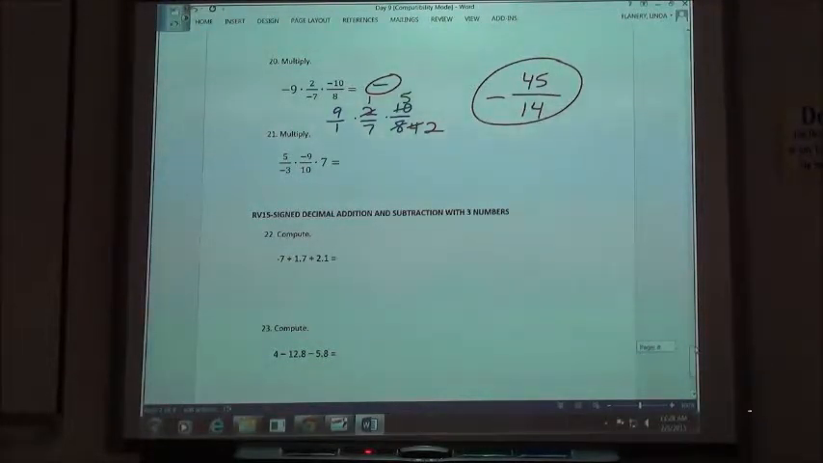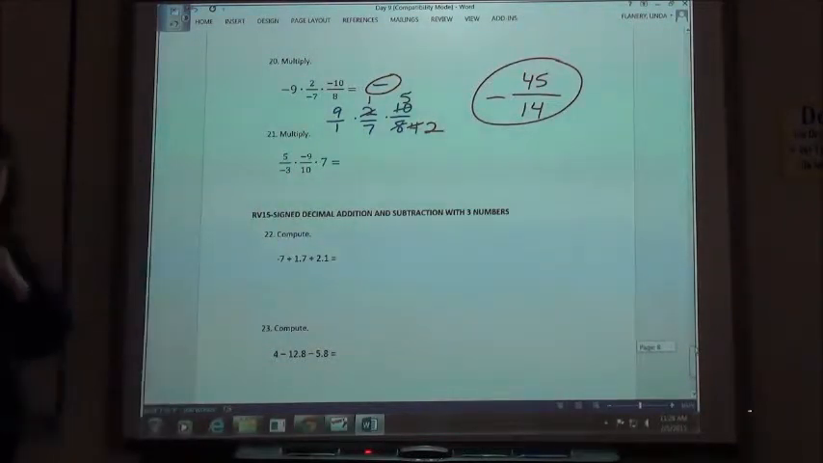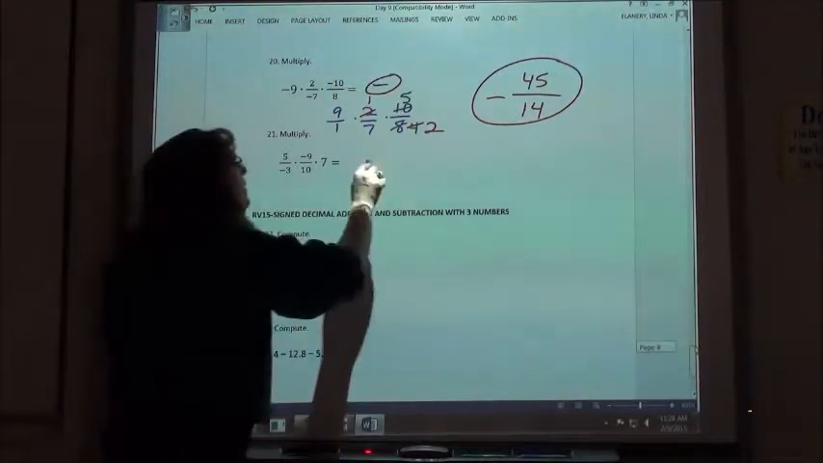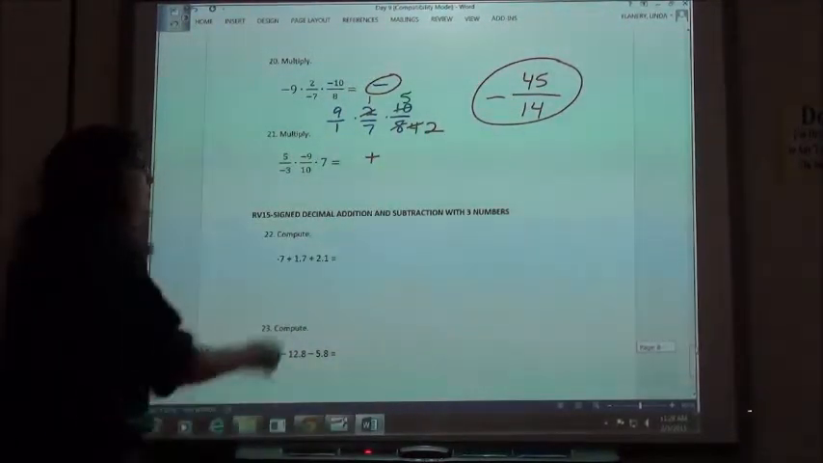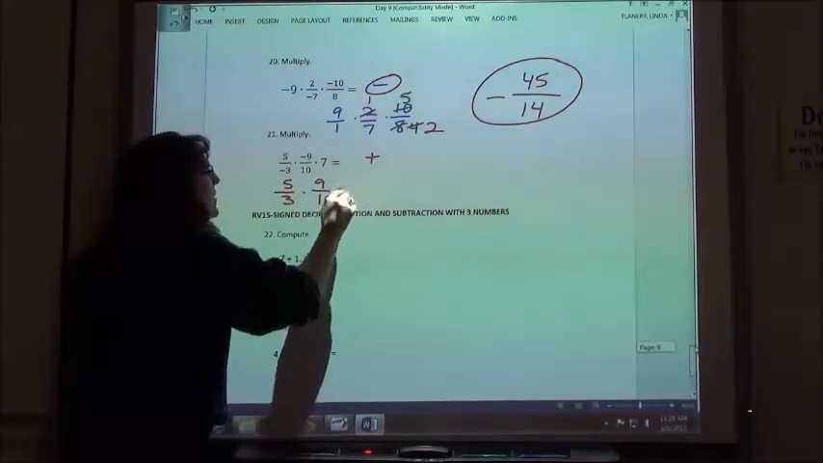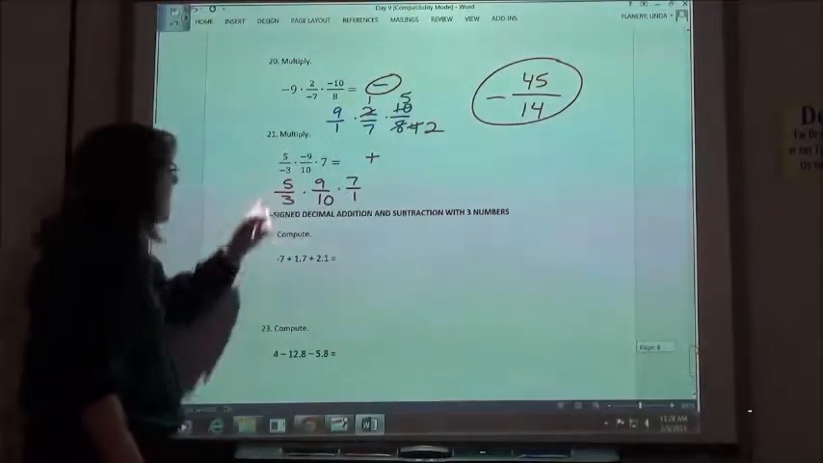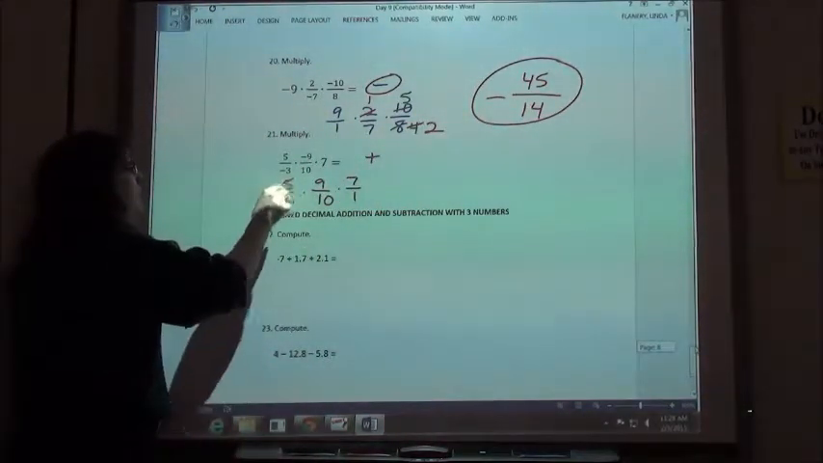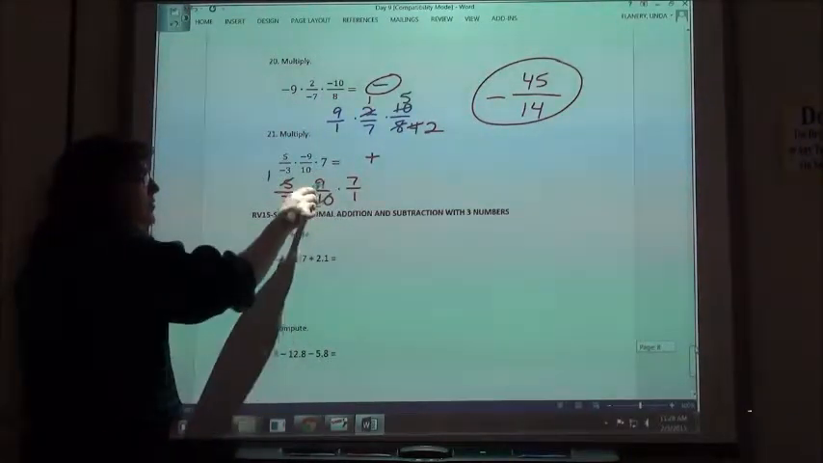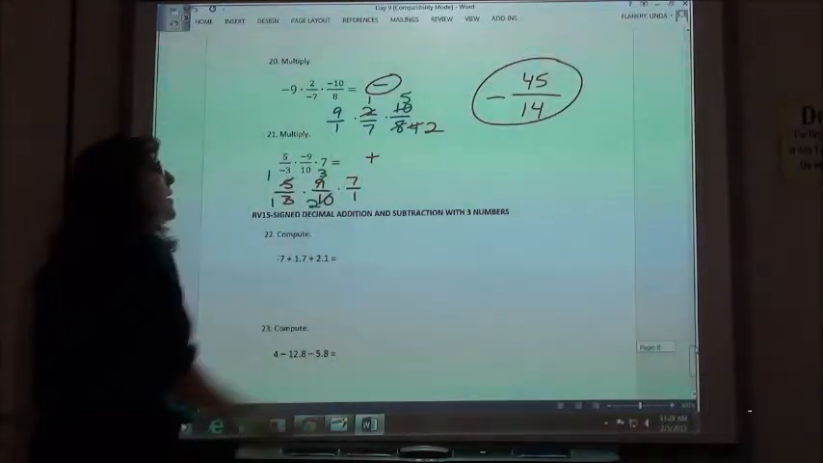Number 21. I've got 1, 2 negatives. I have 2 negatives. I know my answer is going to be positive. So I'm going to do 5/3 times 9/10 times 7/1. I can reduce the 5 and the 10. 5 goes into here once, into here 2 times. I can also reduce the 9 with the 3. 3 goes into there once and into here 3 times.